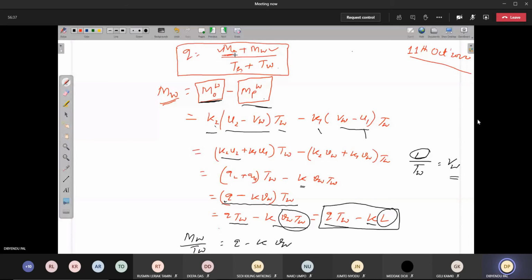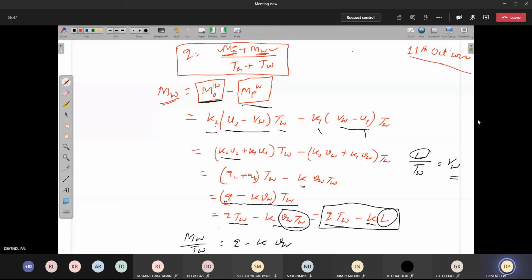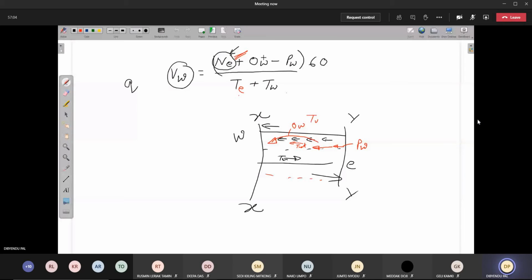Okay. What is MW? MW is basically MOW minus MPW. What is MOW? It is the number of vehicles that overtake the test vehicle when the test vehicle is with the stream. And MPW is the number of vehicles the test vehicle overtakes when the test vehicle is with the stream. So their difference, the same things we have written.